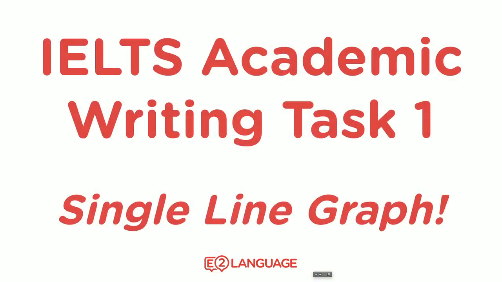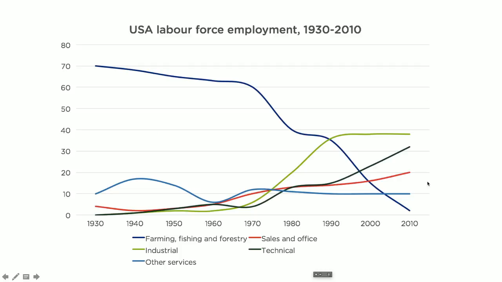You may be somewhat lucky on test day and get a single line graph for your IELTS academic writing task 1. It would look something like this. This is not without its difficulties though. It's quite a confusing thing to look at. It looks like, I don't know, streamers.